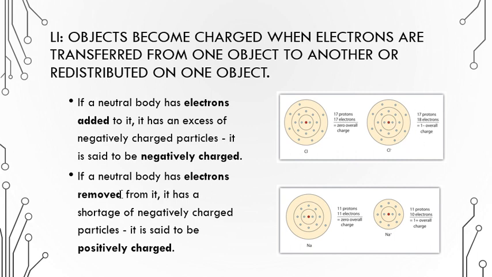Likewise, if electrons are removed, so this is a sodium atom. Now you see that in its outer shell it's only got 1 electron. So it's much easier for it to just lose this electron. And if it loses this electron, it's going to have 1 extra proton. So it's going to have 11 plus, 11 and 10 minus. So it's going to have a +1 charge overall. So if electrons are removed, then it's going to have a shortage of negatively charged particles, and it's going to be a positively charged atom, or an ion.